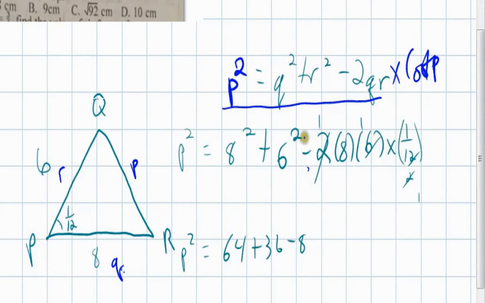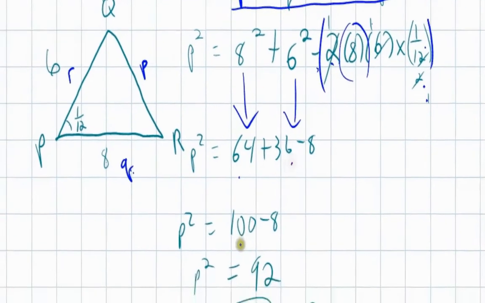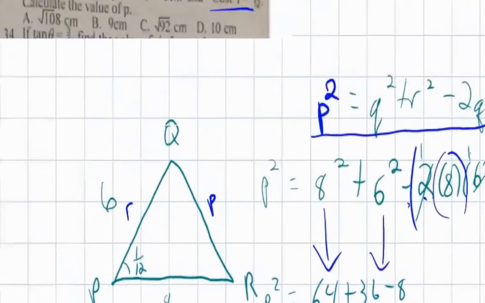So then, let me make this clear, open this in parentheses here. So then you go ahead and simplify. So 6 will reduce to 1, while 12 reduces to 2. Then this 2 and this 2 will cancel into 1 and 1. So I'm left with just the number 8. Because this is 1, and this is 1. So now I have 64 plus 36 minus 8. So 64 plus 36 is 100, minus 8 is 92. So p is equal to the square root of 92, which is your option C.